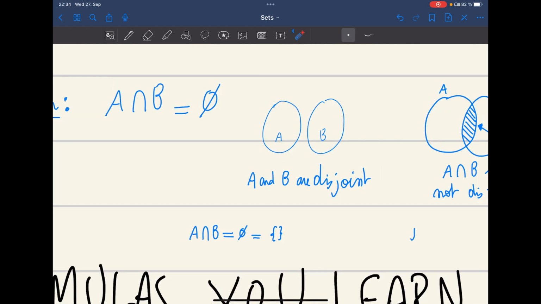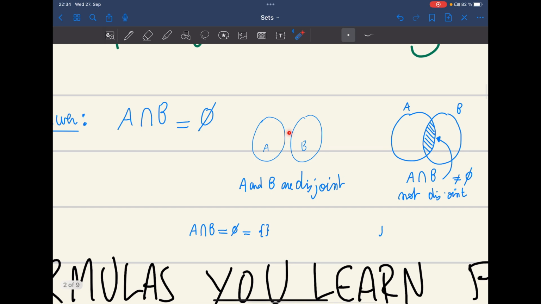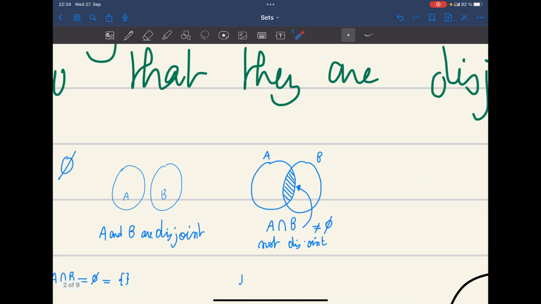Now, what can you say about A and B if you know that they are disjoint? On this scheme, A and B are disjoint. So what you can say, and that is the answer to this question, is that A intersection B is the empty set, because there is nothing in between. And here, in an example where A and B are not disjoint, there is something in between. So A intersection B is not the empty set.